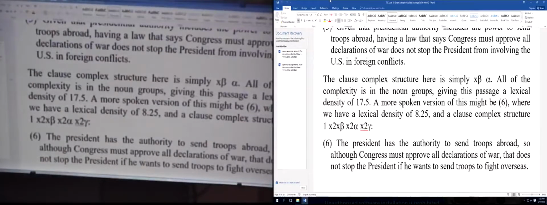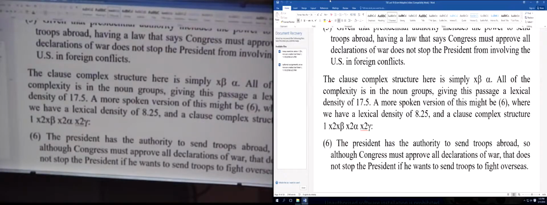So with this one, we have the president has the authority to send troops abroad. So that's the one. Although Congress must approve all declarations of war, so we have this one. And then this one, that does not stop the president if he wants to send troops to fight overseas. So here we have the second part of this one. And then this one is being modified by both this beta and by this gamma.